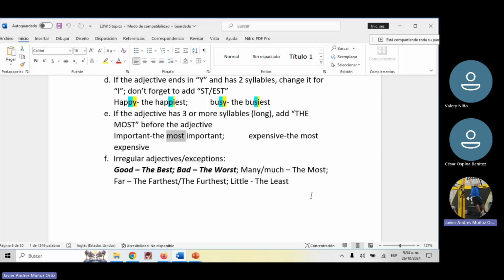We don't say importanter or importantest. This is not possible because important has 3 syllables. It's a long word, if you prefer to think about this with letters.